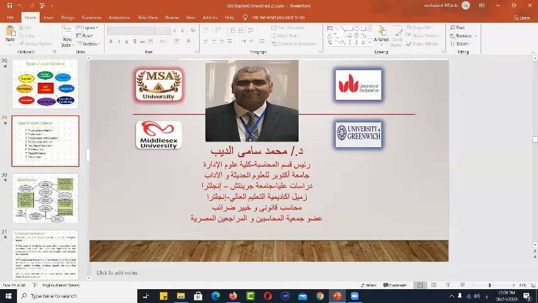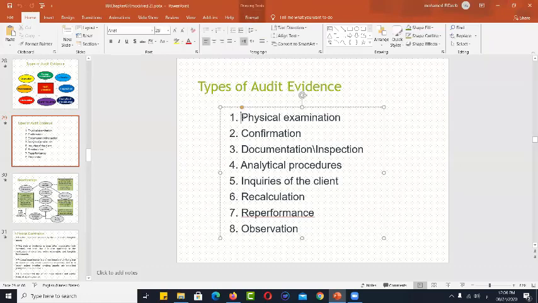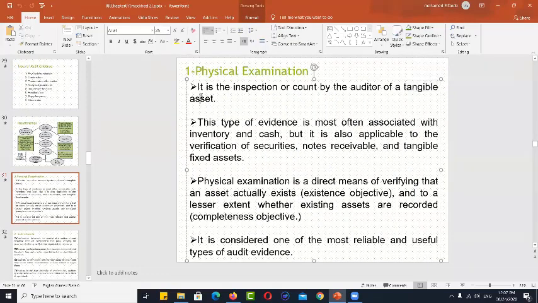Last time we started chapter 7 and we reached the types of audit evidence. We explained physical examination, confirmation, documentation, and analytical procedures, and we stopped there. To refresh your mind, we said that physical examination is the count of the tangible assets.